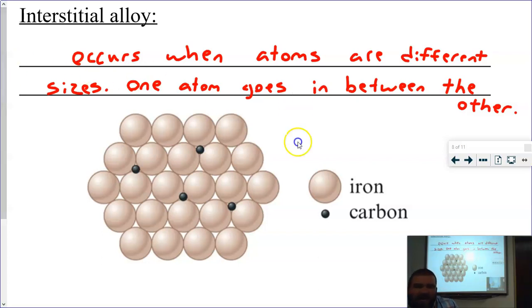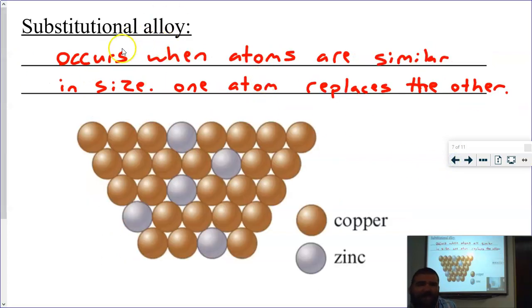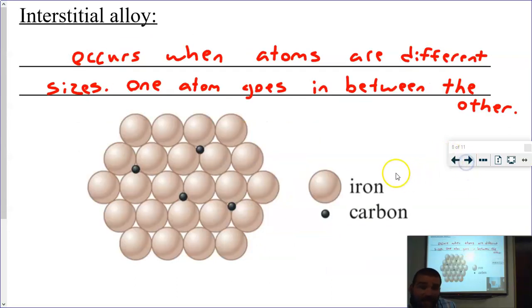So again, the names are pretty nice here, right? Substitutional. What happens? Well, one substitutes the other. They're similar in size, and the second metal or the second element just replaces what was already there. Interstitial. The other atoms or the new atoms that we introduce go in between, okay? In the middle or in these little spaces, and that's called interstitial again.